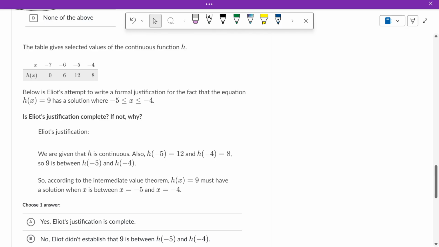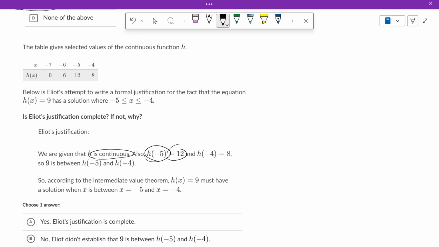The table gives you values of a continuous function. Below is Elliott's attempt to write a justification for the fact that h equals 9, that you have a 9 somewhere in between -5 and -4. He said that we have a continuous function. You must, in the intermediate value theorem, say it is continuous. If it's not continuous, the intermediate value theorem doesn't apply. You have to say something about being continuous. So he says it's continuous.